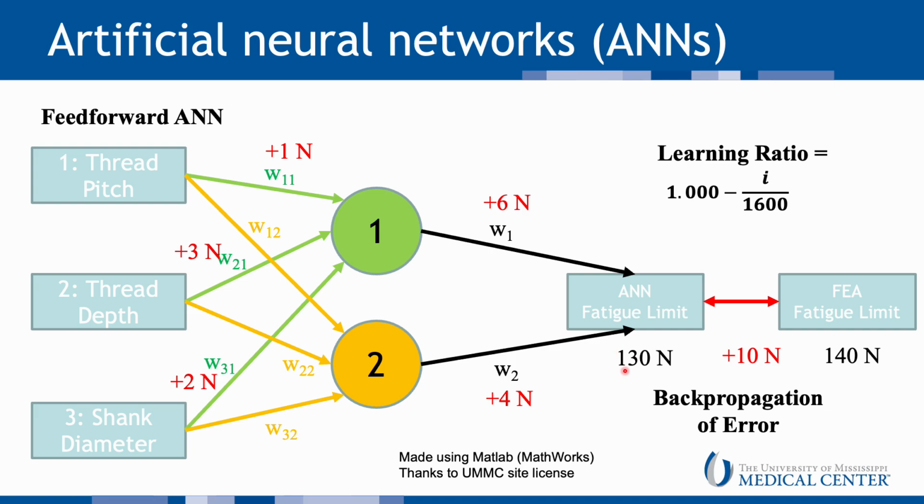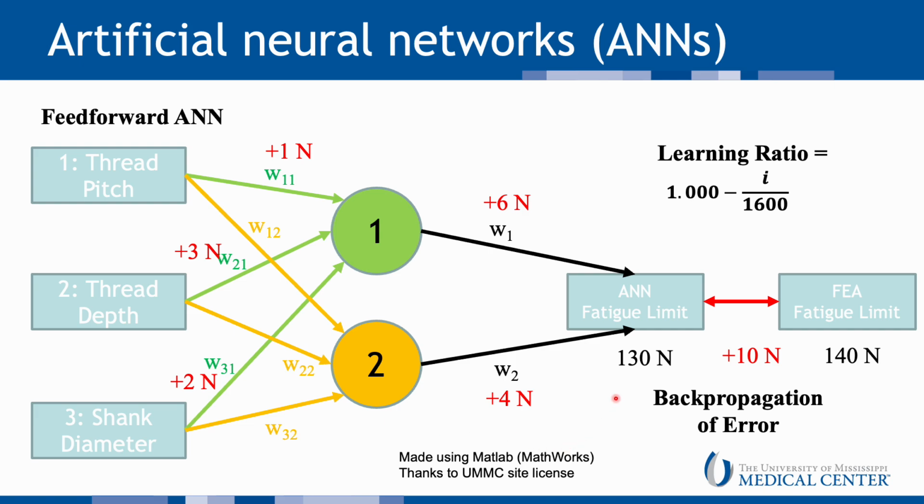Well, if its best guess is 130 newtons, but we've conducted experiments and found that the true answer is 140 newtons, then we have a 10 Newton error. And the way that the neural net is trained through backpropagation of error is to split this error among the various pathways according to the amount of signal that came from each pathway. And after we get back to neuron 1, then this 6 Newton share is further split into 1 Newton, 3 Newton, and 2 Newton by tweaking the weighting factors.